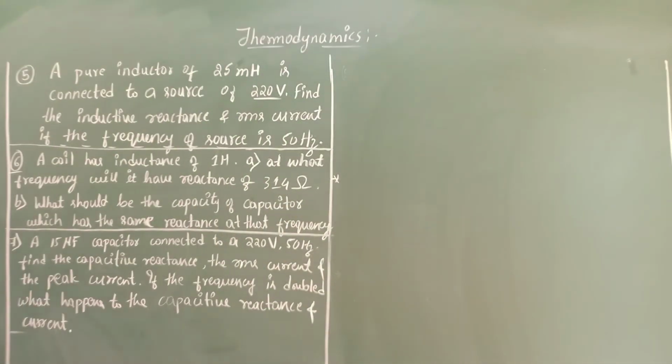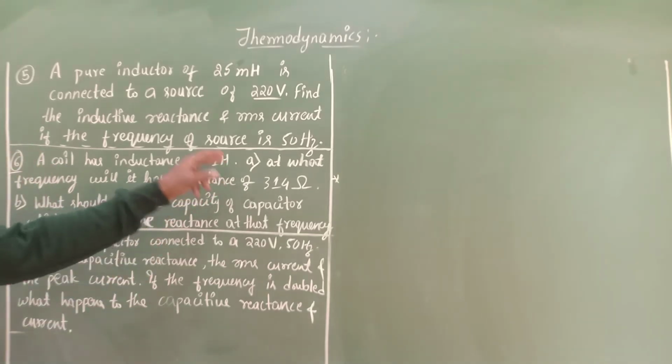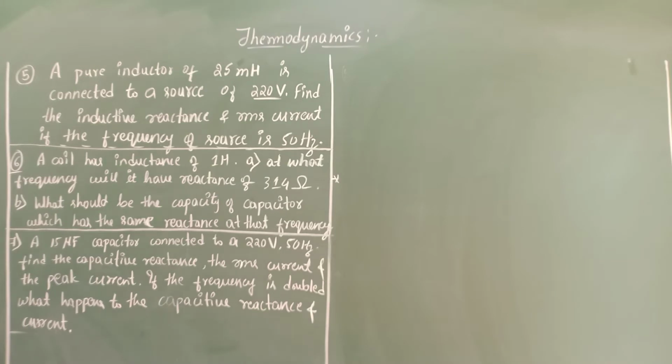Question number 6 is, a coil has an inductance of 1 Henry. At what frequency will it have a reactance of 314 ohm? So understand the question: we have a coil here, its inductance is given, that is 1 Henry.